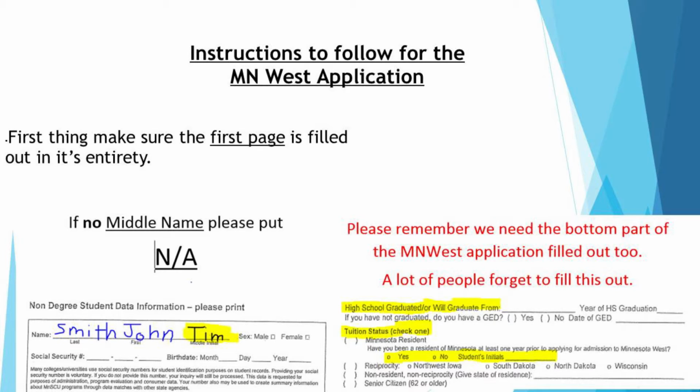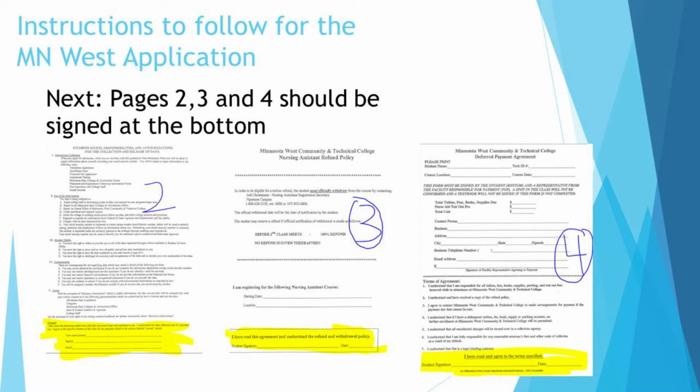Missing information can hold up the application process, and as a result, the student could lose their class spot to someone else. Look at the examples provided closely. Pages 2, 3, and 4 of the Minnesota West application only need the student's signature at the bottom of each page. The background check portion of the application must be filled out completely with no errors and in black ink.